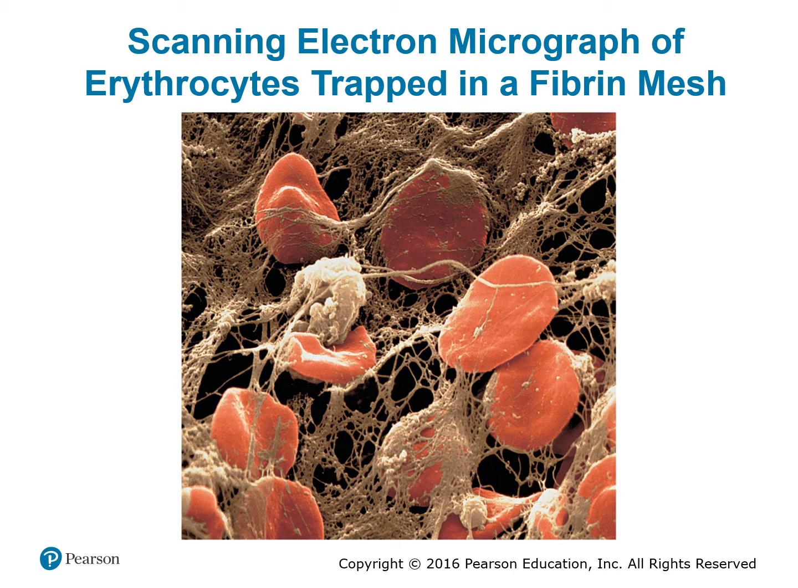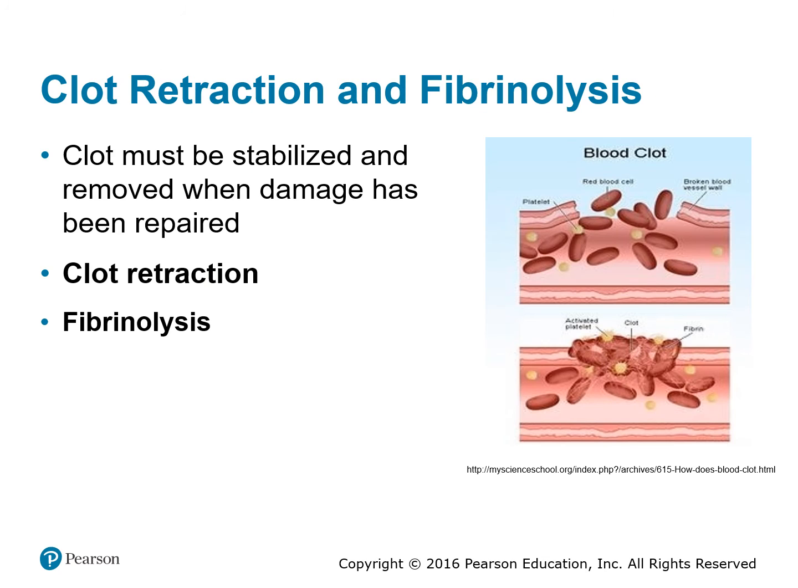This is a really nice scanning electron micrograph of erythrocytes trapped in the fibrin mesh, which I talked about on the previous slide. Just as it is important for a clot to form when there is a bleeding episode, the clot also must be stabilized and removed when the damage has been repaired. Here we're going to talk about what clot retraction and fibrinolysis are. So clot retraction is when the blood clot begins to dissociate and break down.